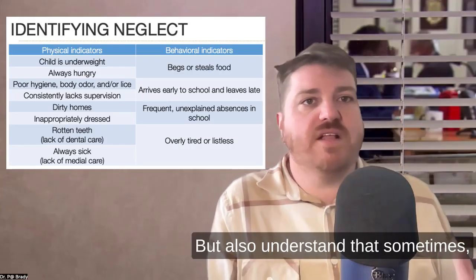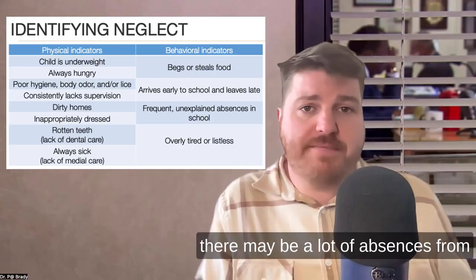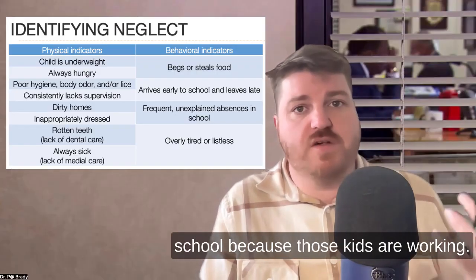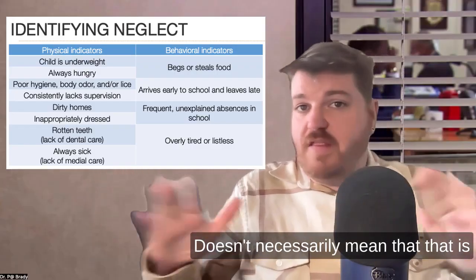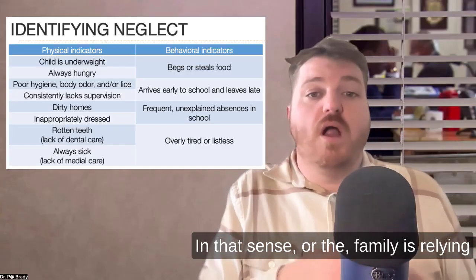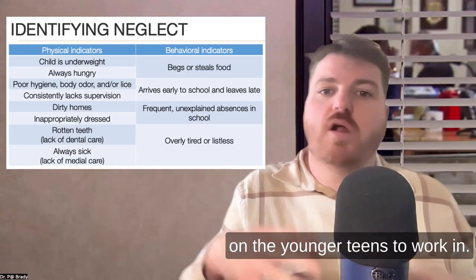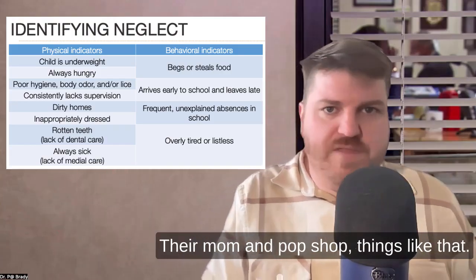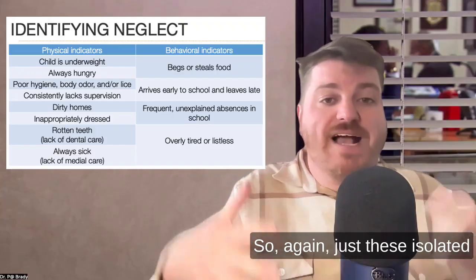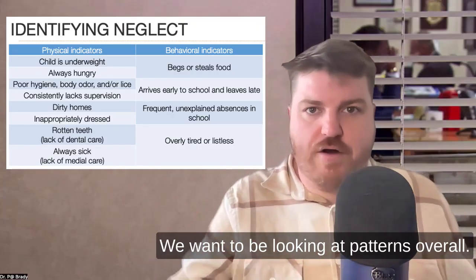But also understand that sometimes, especially in immigrant families, there may be a lot of absences from school because those kids are working. Doesn't necessarily mean that that is correct or right, but that's a cultural aspect in that sense. Or the family is relying on the younger teens to work in their mom and pop shop, things like that. So again, just these isolated behaviors aren't indicators of abuse. We want to be looking at patterns overall.